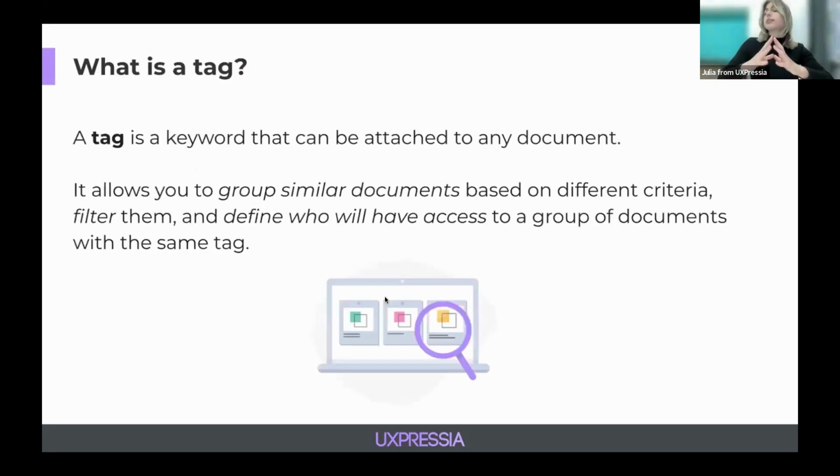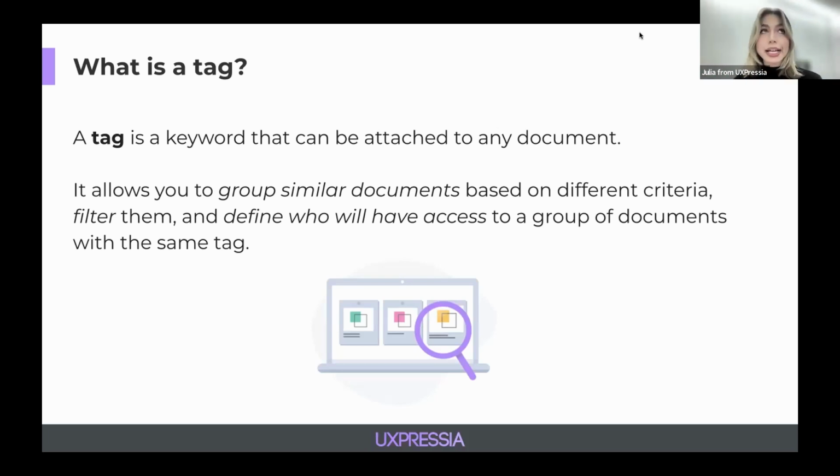So this new tagging system changed not only the visual look of the platform, but also the logic behind the organization of the documents. So what is a tag? A tag is a keyword that can be attached to any document at UXPressia. It allows you to group similar documents based on different criteria, filter them, and define who will have access to certain groups of documents with the same tag.